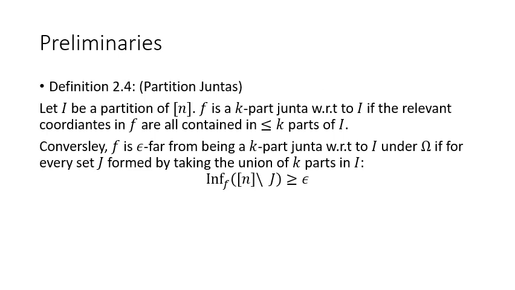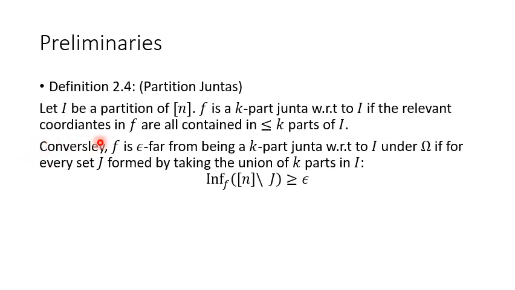As it turns out, looking at coordinates in groups instead of individually can be useful to us. So we will define partition juntas, which will be similar to juntas, but in the context of partitioning the n coordinates into groups. So let I be a partition of the n coordinates. We will say that f is a k-part junta with respect to the partition I if the relevant coordinates in f are all contained in at most k parts of I. So if we take all the relevant coordinates of f, there should be some at most k parts of I where all these coordinates are located.